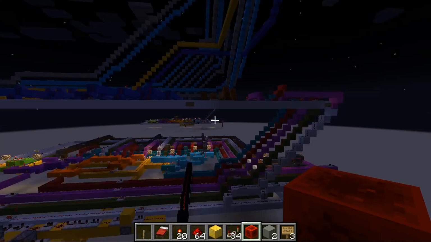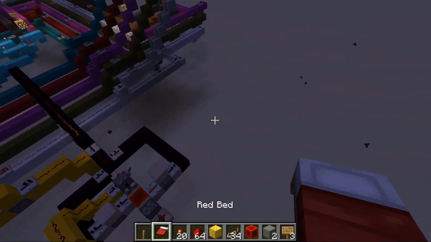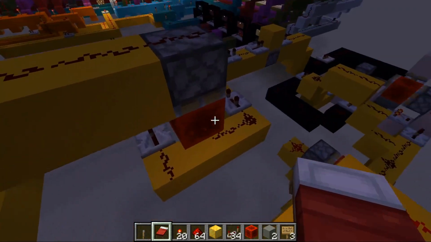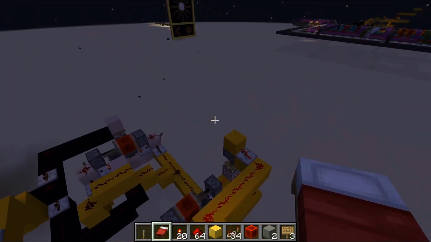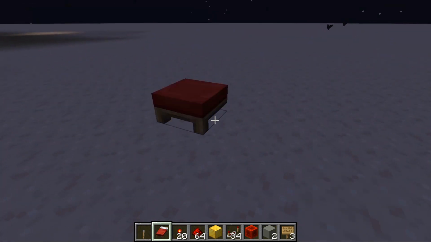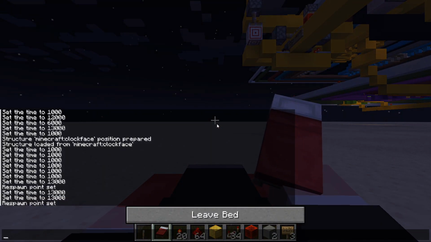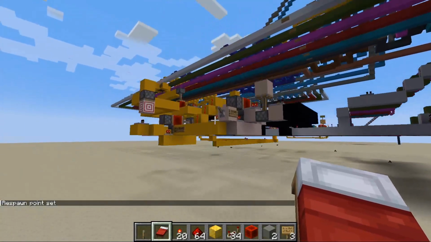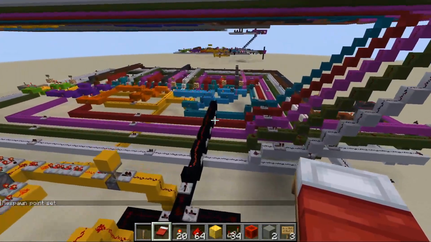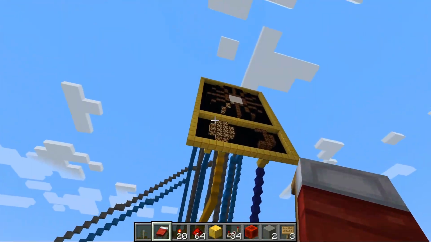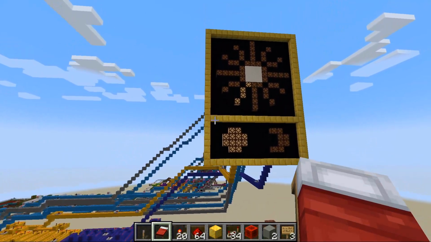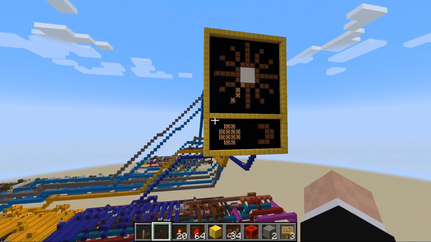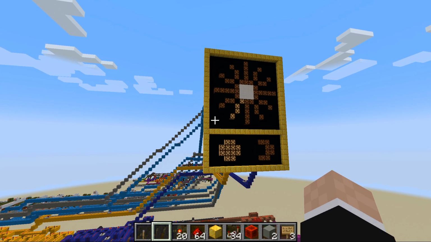Now also, if we sleep, because we have this daylight sensor here, that'll push down this redstone block and activate our reset. Go sleep now. Go once. These are all 0. Now it's saying it's 7 AM, which is now the correct time. So if you sit here and watch it, we'll go through every hour of the day.